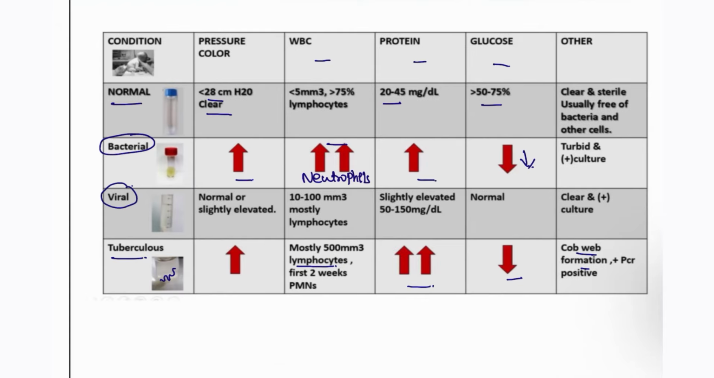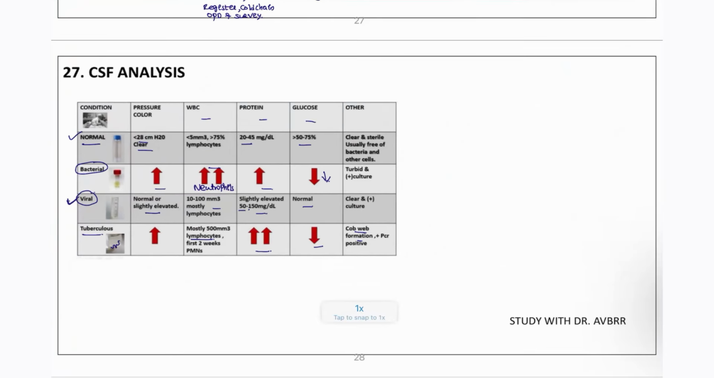Viral is going to mimic normal. So normal pressure, only lymphocytes, and the elevation of protein is just small, 50 to 150, and normal glucose. So sometimes viral is going to mimic this condition. Okay, this is the CSF analysis.